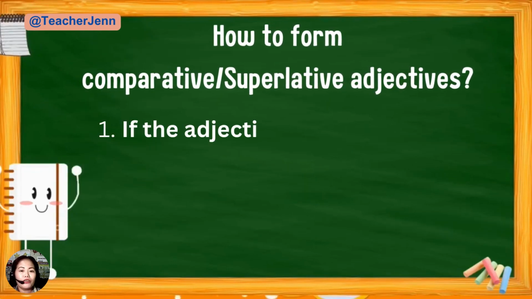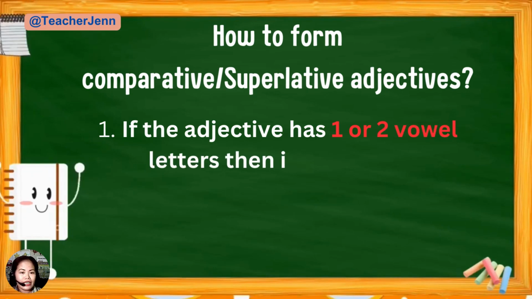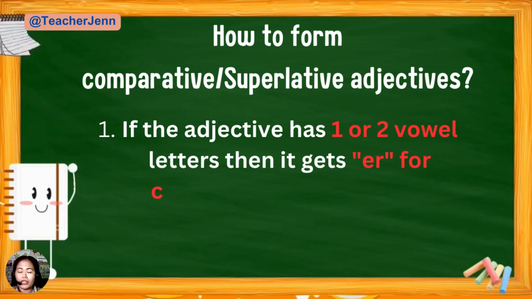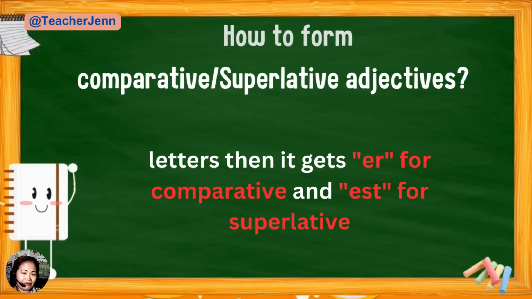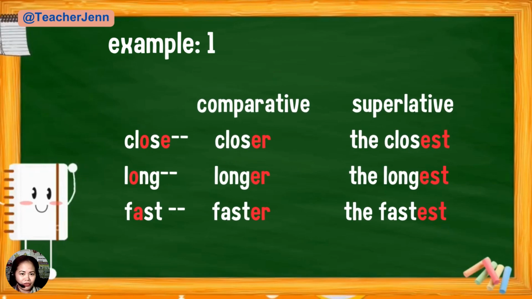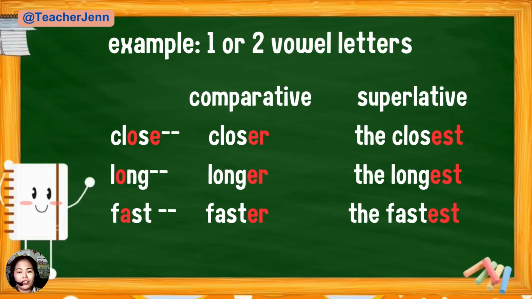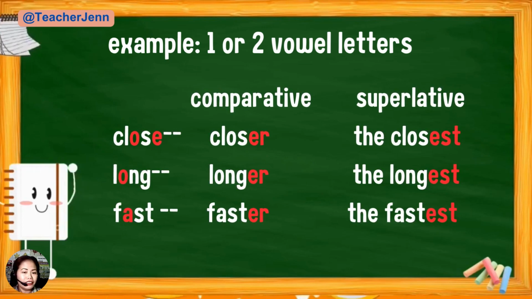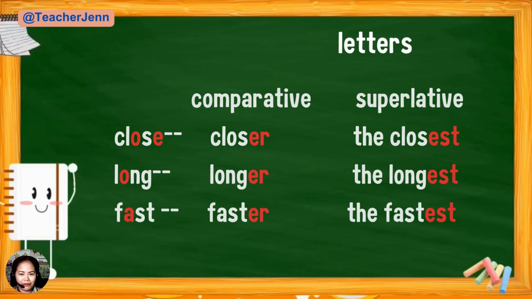Now, how to form comparative and superlative adjectives? Number 1. If the adjective has one or two vowel letters, then it gets er for comparative and est for superlative. Like, for example, close, closer, the closest. Long, longer, the longest. Fast, faster, the fastest.